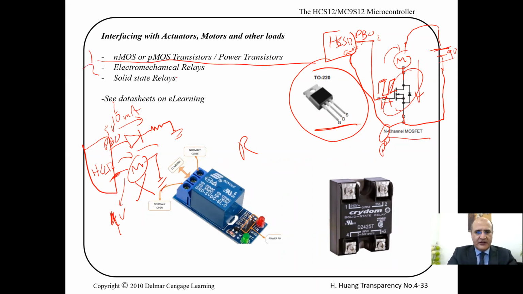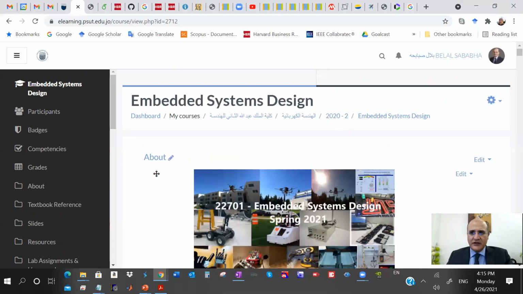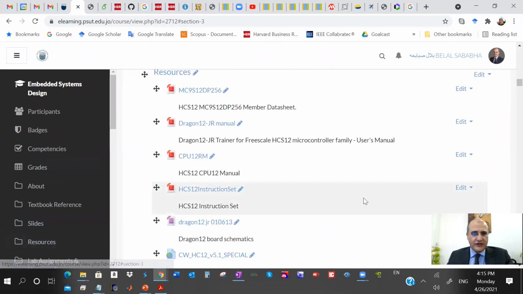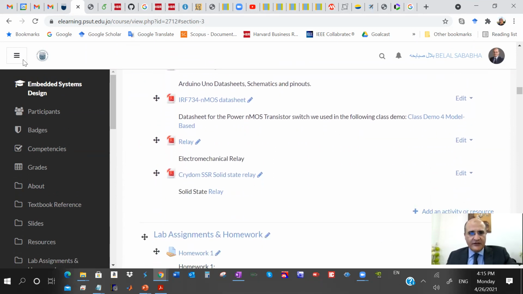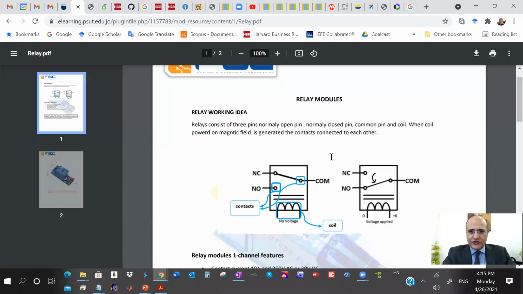An electromechanical relay, something like, look, I tried to find you pictures that people have around here in the market. A mechanical relay. A mechanical relay is what? See the sheets on e-learning? Did I put the data sheets for this one? Well, I did this last week. I think they are there. Yes. Let me look at them real quick. The relay, you know what? Yeah, I did. They are on e-learning. So if you go to resources here, I added the relay. This is the nMOS transistor datasheet. This is the mechanical relay datasheet, and it shows how it works.